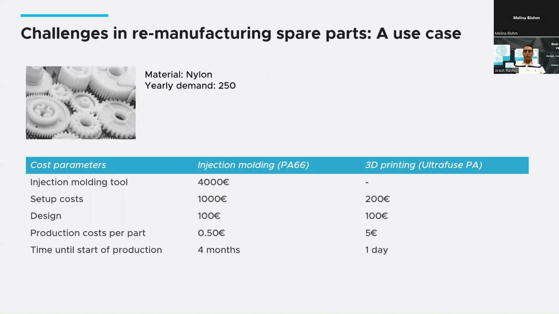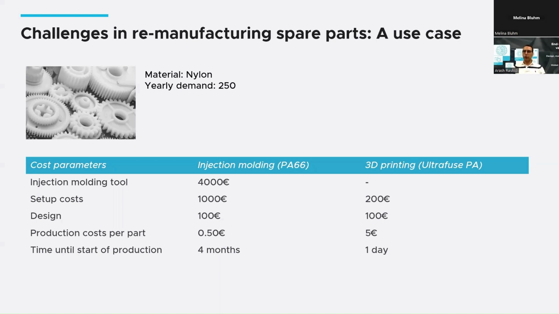So we had a look at this case. The gears were made from nylon material, and the OEM needed 250 parts per year. The calculation that we did for injection molding of these gears with a PA66 material was that you need around 4,000 euro for injection molding tools, and around 1,000 euro setup costs.